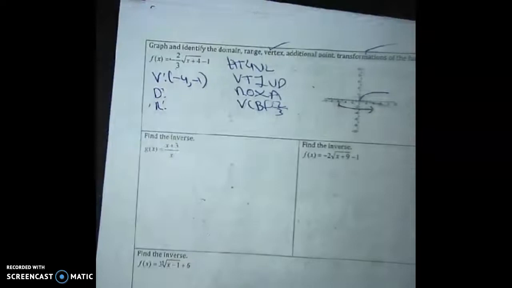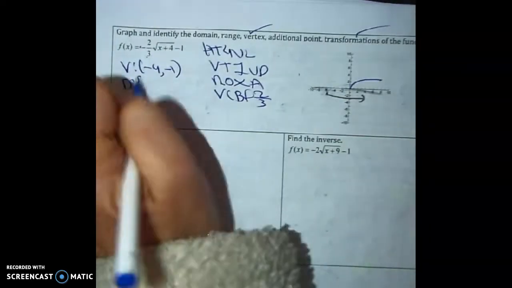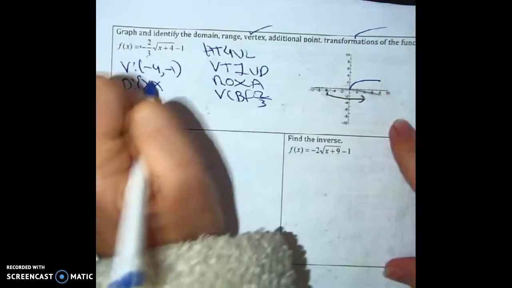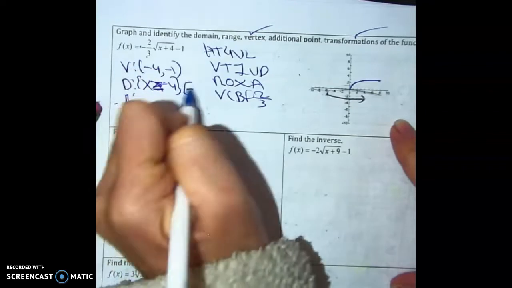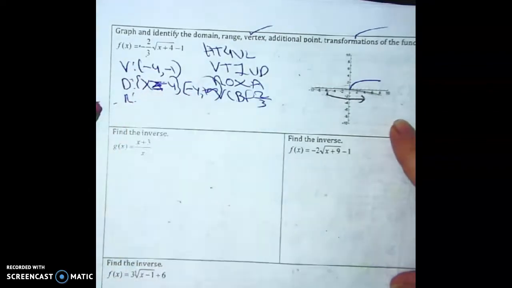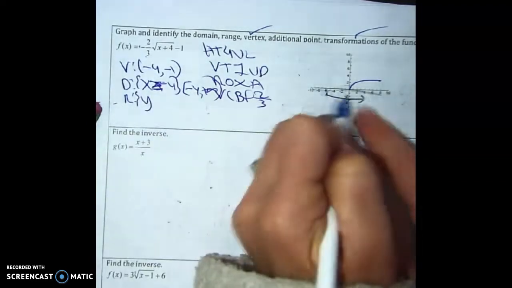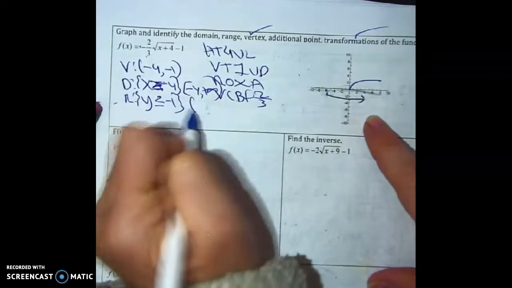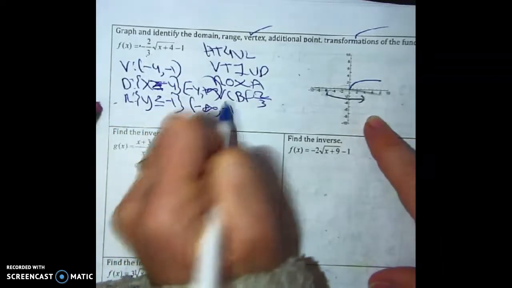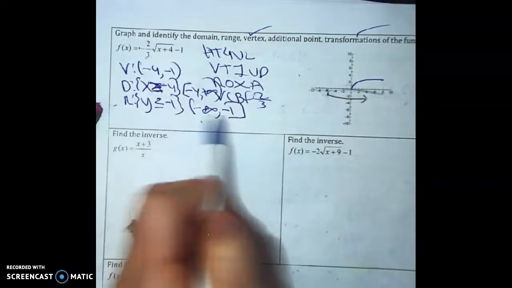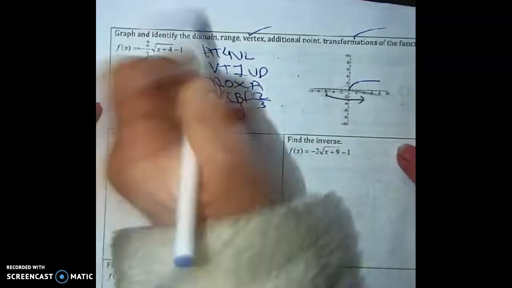Okay? So now that I do that, it's a million times easier for me to find the domain. X, going to the right, is greater than or equal to -4. Bracket, -4, positive infinity, parenthesis. Range. Y, because it's on the negatives, it's going towards the negatives. Y is less than or equal to -1. That means I'm going negative infinity to -1 bracket. Smallest to biggest. Ooh, that didn't sound good. Domain, range, done. Additional point.